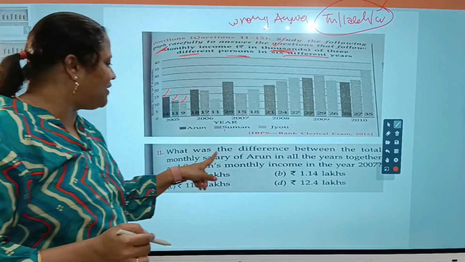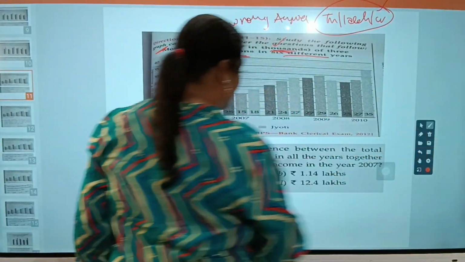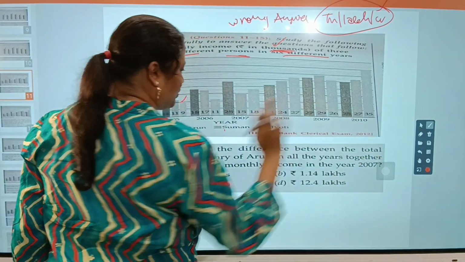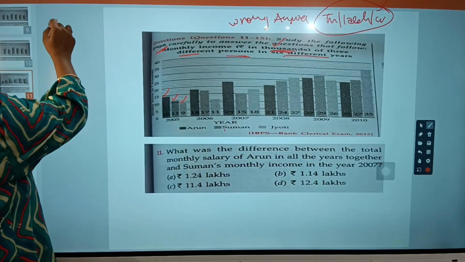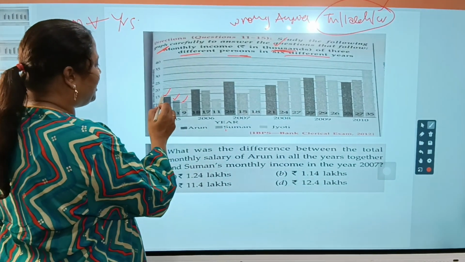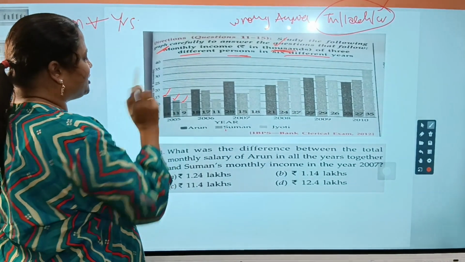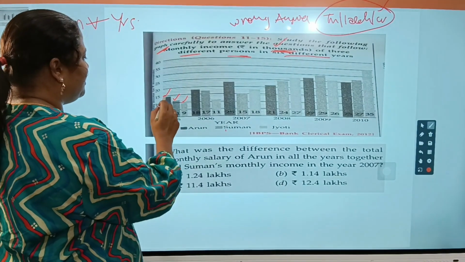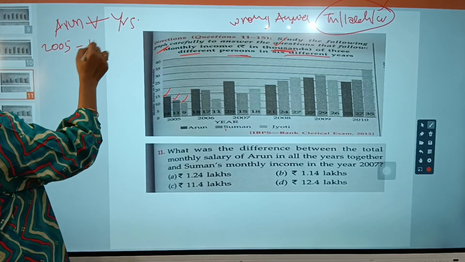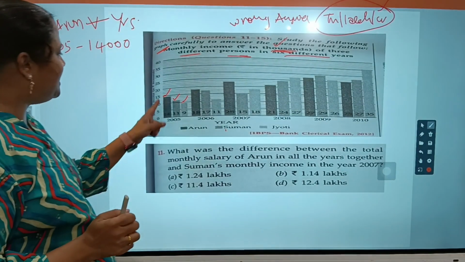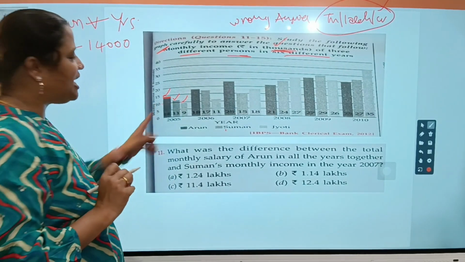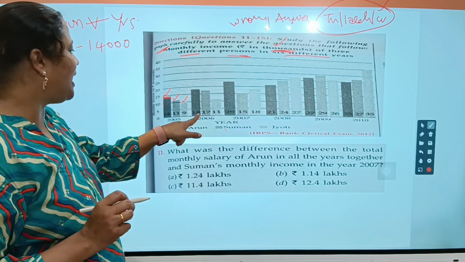The first question is, what was the difference between the total monthly salary of Arun in all the years together and Suman's monthly income in the year 2007? So we have to calculate Arun's income for all years. In this graph, if you observe, 1 unit represents only one value; 15 to 20 takes 5 units. Okay, so Arun's salary in 2005 is 14,000. See clearly because it is very small on the screen. The graph has stopped at 14.